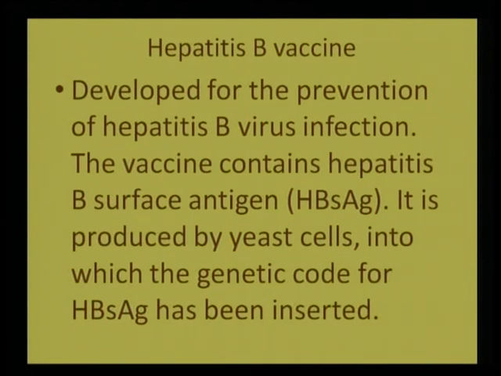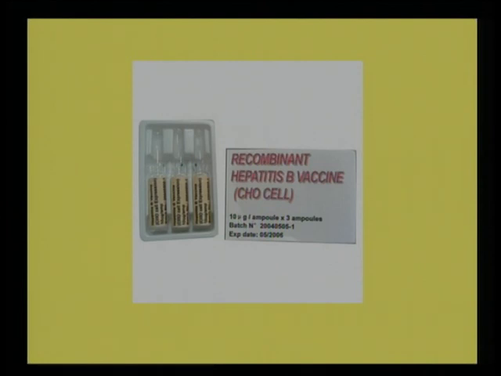So if we use such modified cells, which have genes that produce only the antigens and not the disease, then they can be used as a vaccine. For the hepatitis B vaccine, such modified yeast cells can be used. This is a photo of such commercially available cells, known as recombinant hepatitis B vaccine.